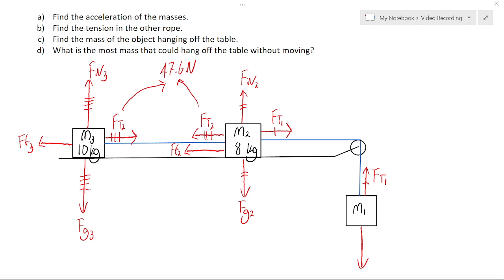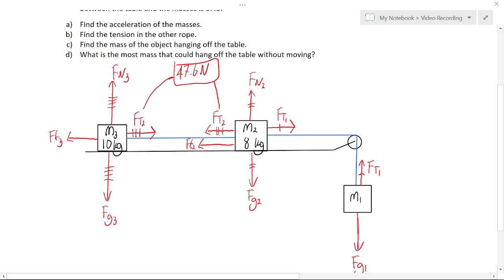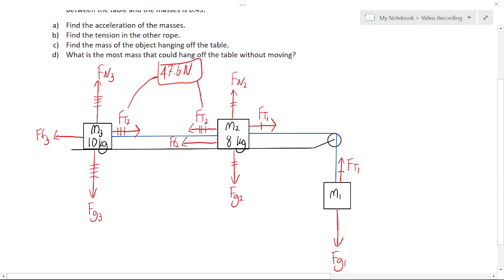Now, here's all the forces. Maybe these arrows are a bit misleading. I'm trying to say that this tension value and this tension value are equal to 47.6. Now, let's look at what we're asked to find.